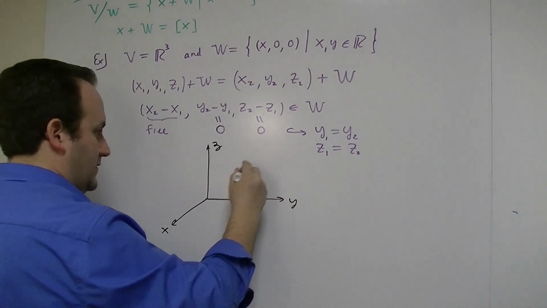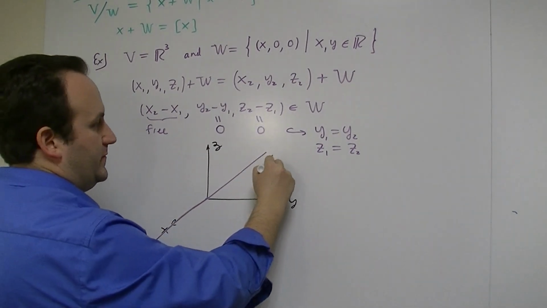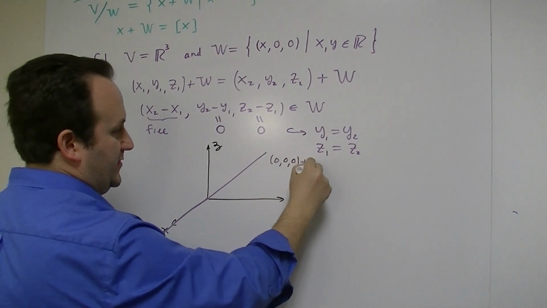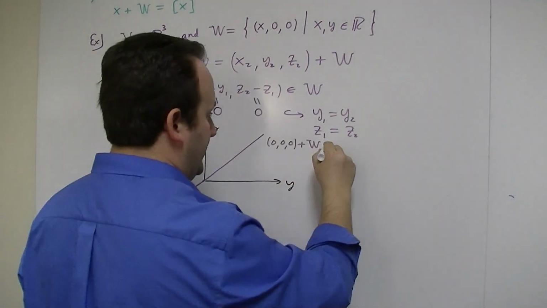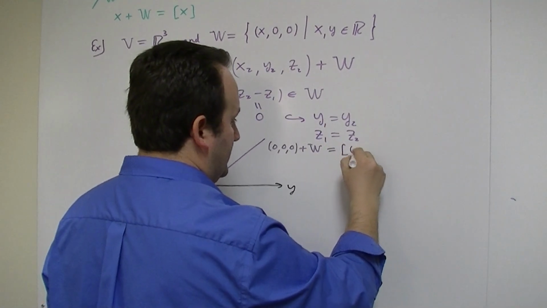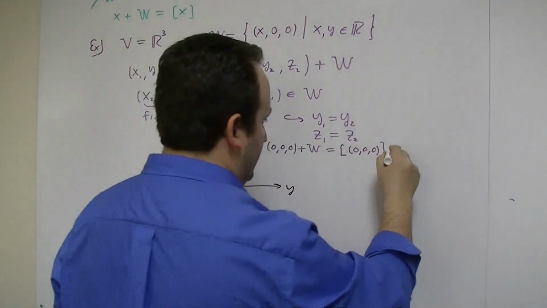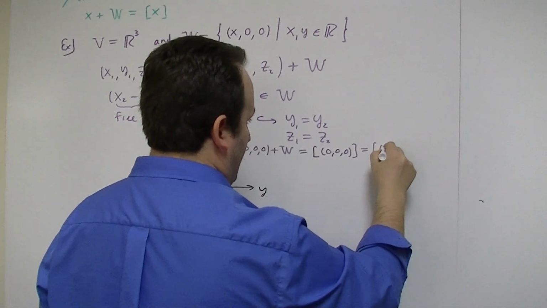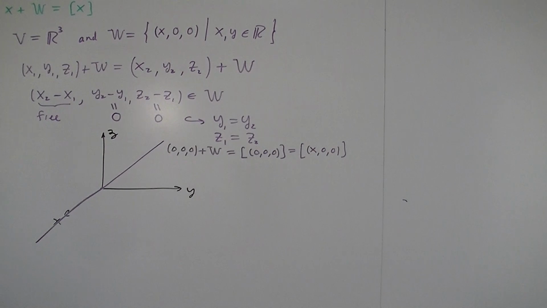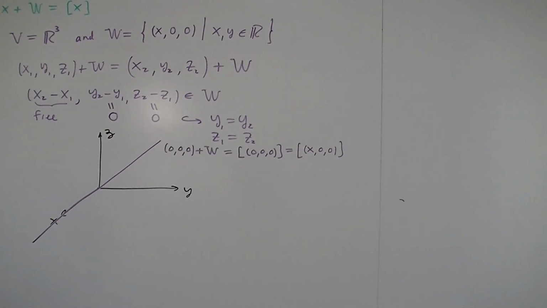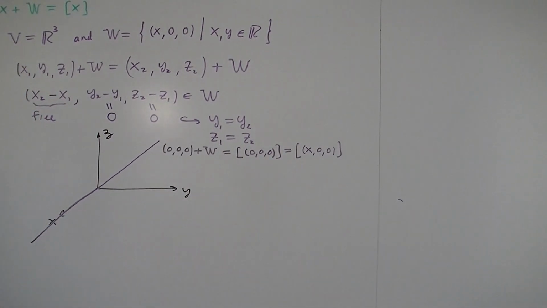So there's 0, 0, 0 plus w, right? Or you could label it basically, you could say 0, 0, 0, right? X is free though. You could just as well say x, 0, 0 for any x, and you'd still have the same point. But what I'm trying to get at here is the y and the z components label which coset you're looking at, right?